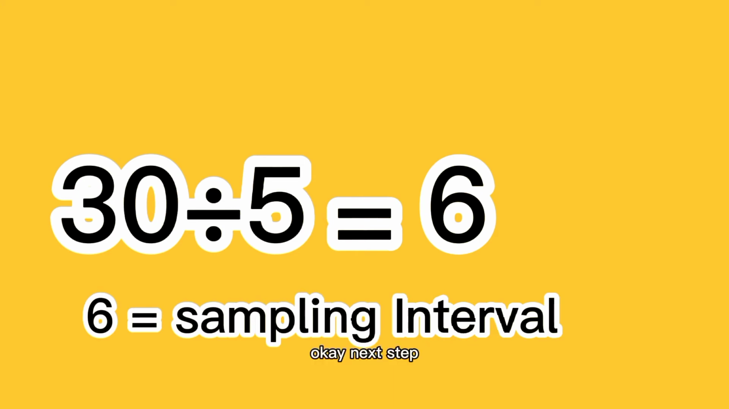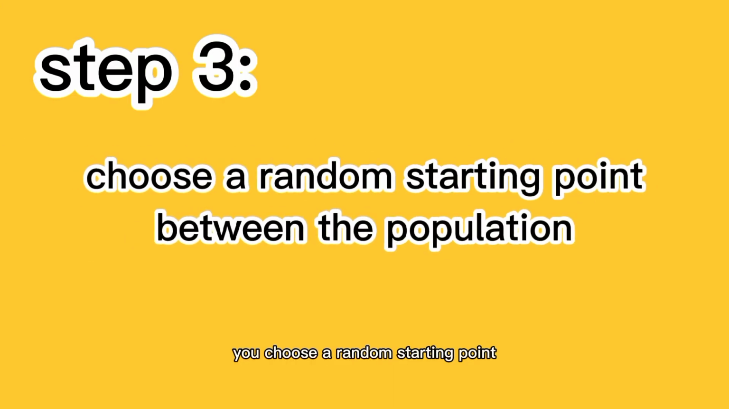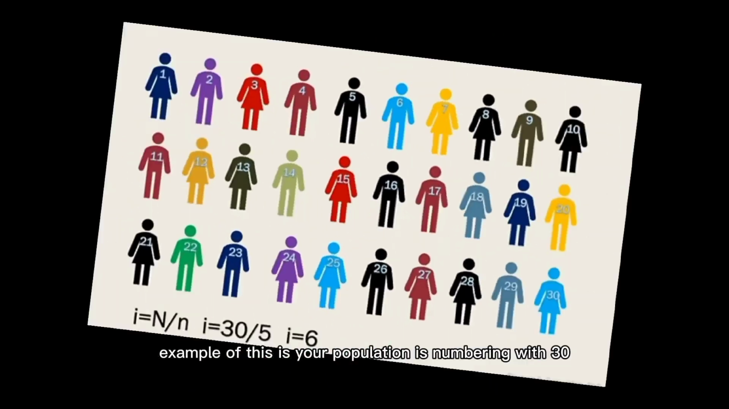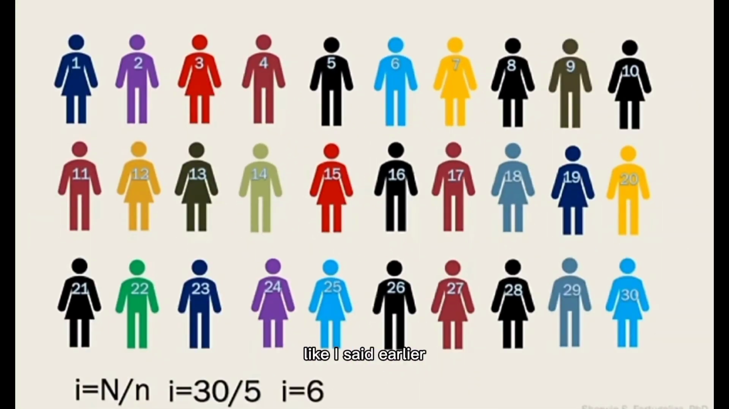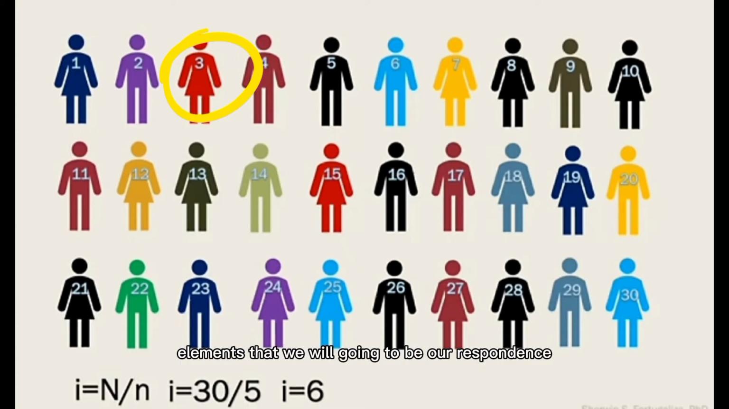Okay, next step, you choose a random starting point in your population. For example, your population is numbered up to 30 like I said earlier, and we randomly pick our starting point, let me say number 3. Then we repeat the sampling interval to choose our sequence of elements that will be our respondents.